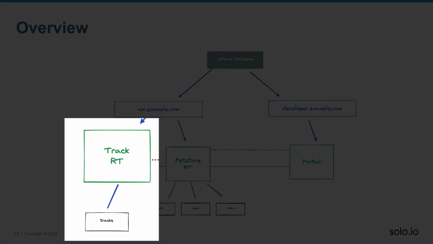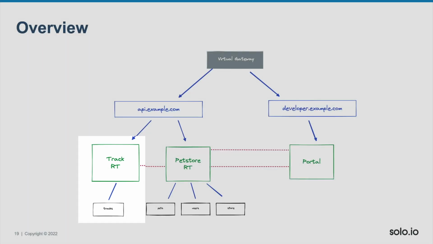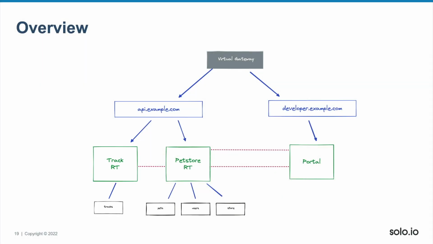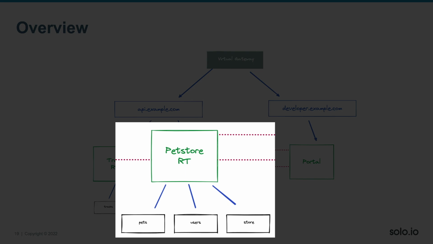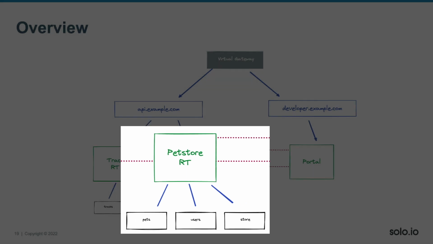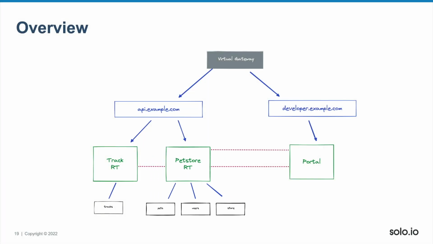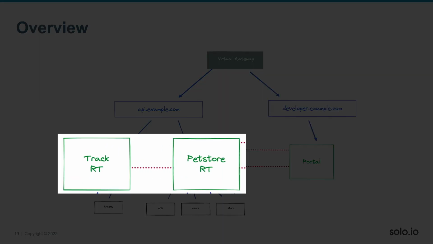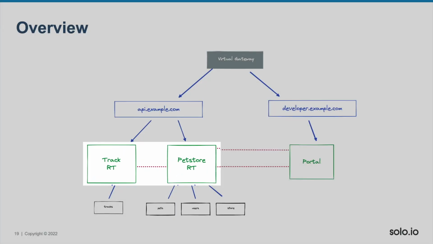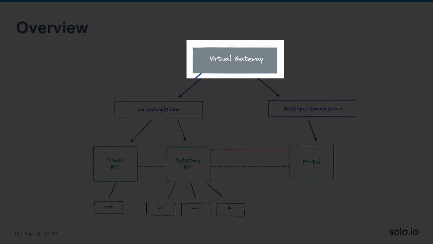There can be a one-on-one mapping between the API exposed by the service and the API exposed in the API product, but an API product can also be a composition of multiple APIs exposed as a single endpoint. The primitive we use to create an API product is called a route table. These route tables are then exposed to the outside world through a gateway or a virtual gateway.